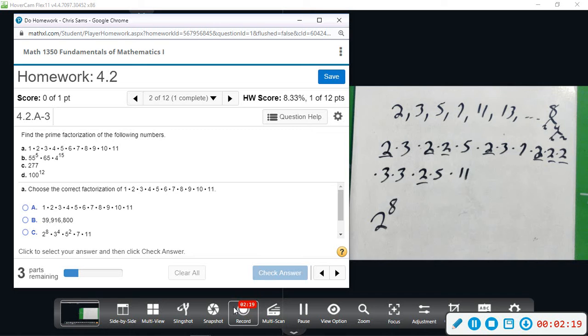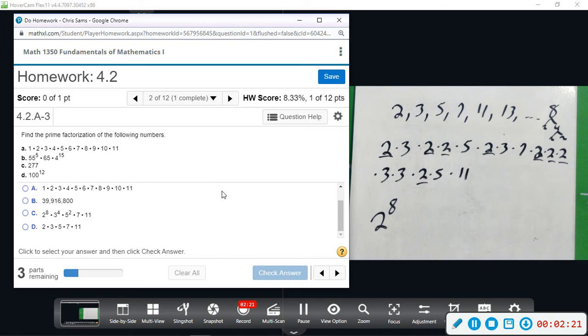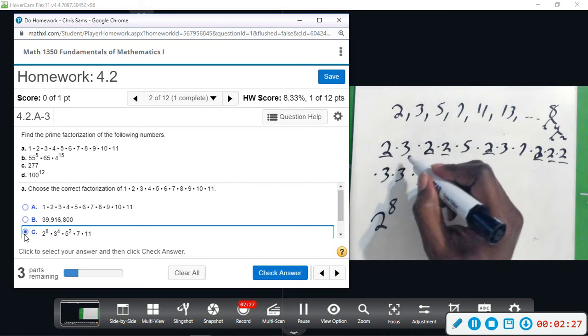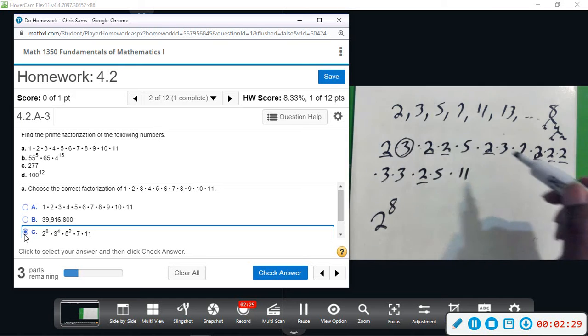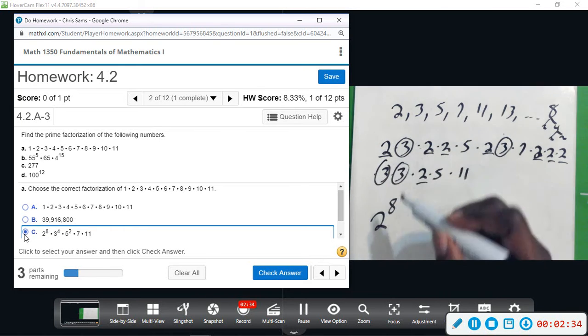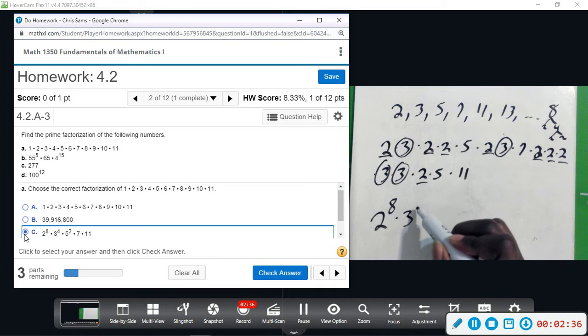Okay. I'm only seeing one answer choice with that. So just based on that one, we would get C. Well, let's finish it out. 3's, we have 1, 2, 3, 4. So we have now 3 to the 4th.